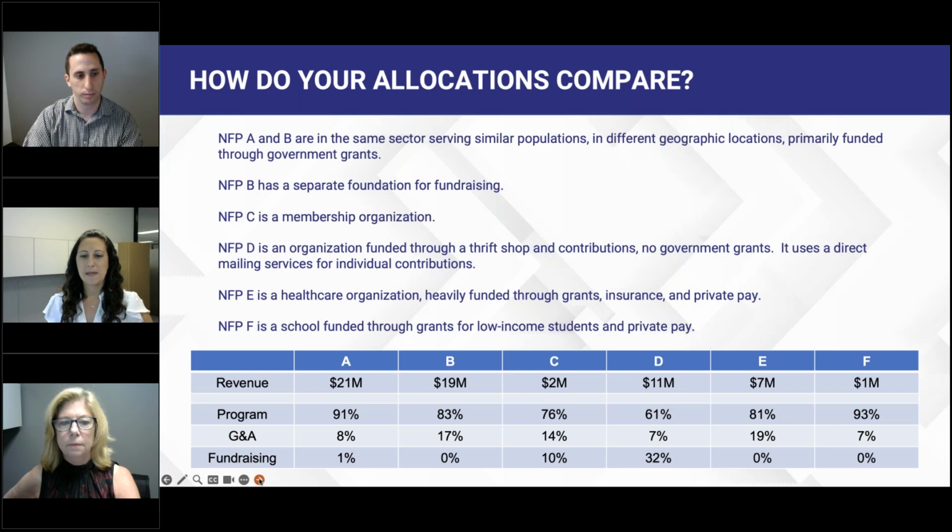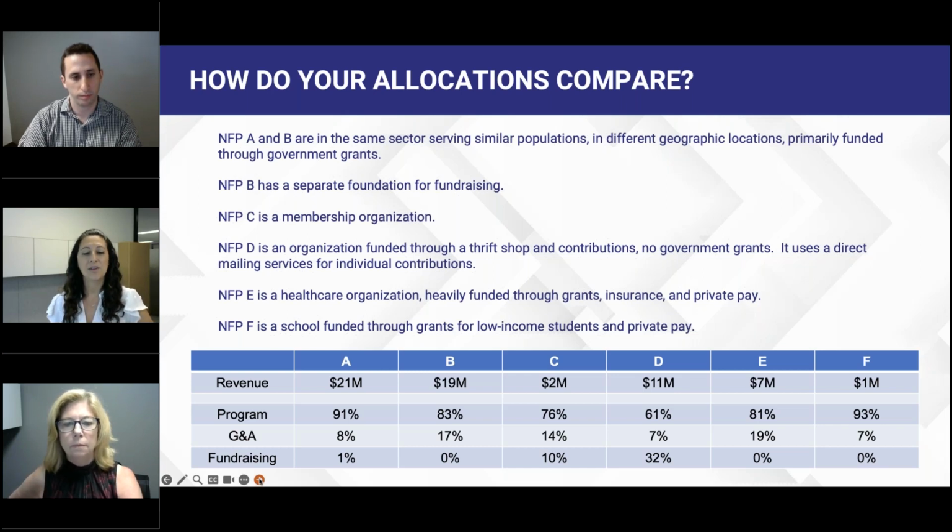Not-for-profit C is a membership organization. So as a nonprofit, their structure is a little different. They're $2 million in revenue, and you'll see that the program percentage is 76%, and they have a lot more in fundraising. Not-for-profit D is an organization that's funded through a thrift shop and contributions from the public. There is no government grants on that organization. And it also uses a direct mailing service for its individual contributions. So you'll see a very heavy amount in the fundraising category.